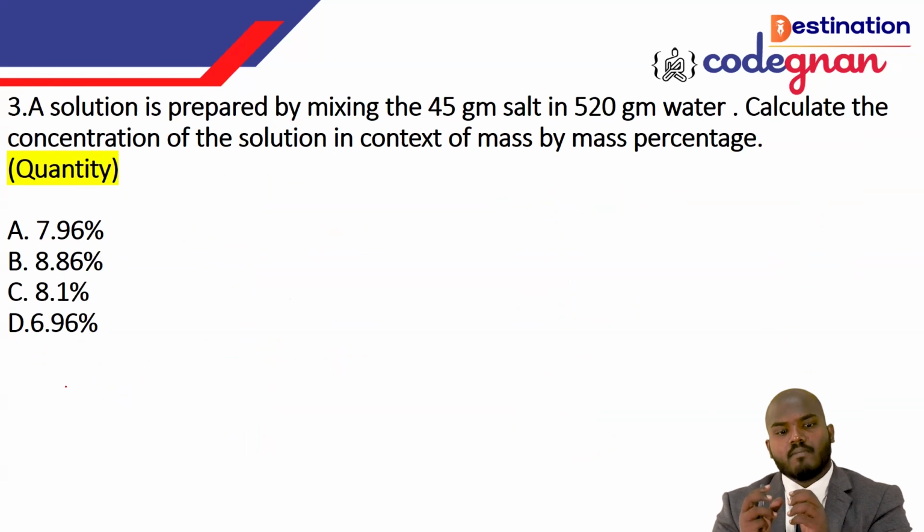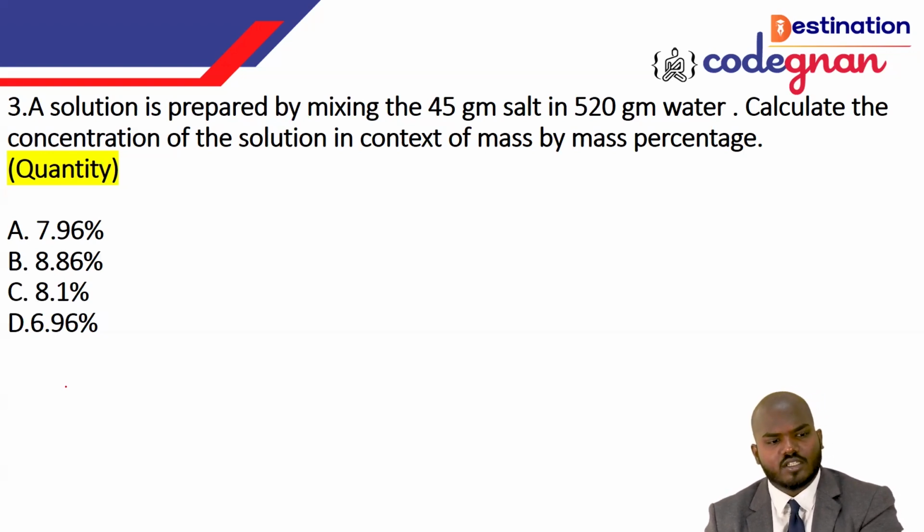And the next one, you see this one: the solution is prepared by mixing 45 gram salt in 520 gram of water. Calculate the concentration of the solution in the context of mass by mass percentage. So that's the thing they have given in this one, guys. How can we sort out this one? The same way, out of the 45 gram, we just want to find out the concentration of the solution.